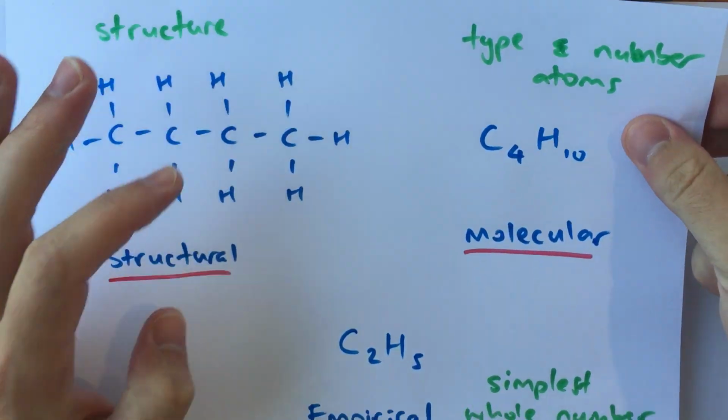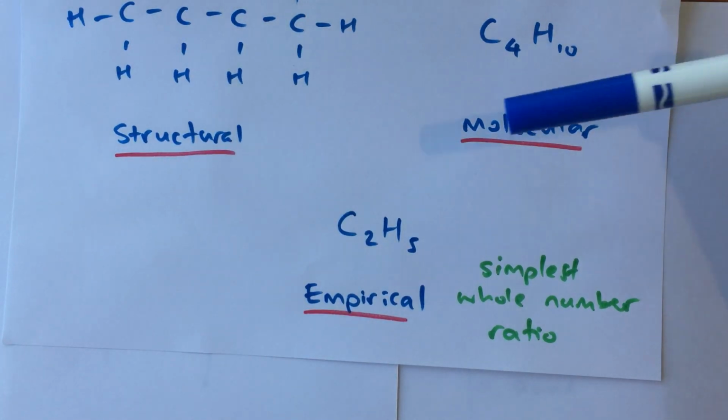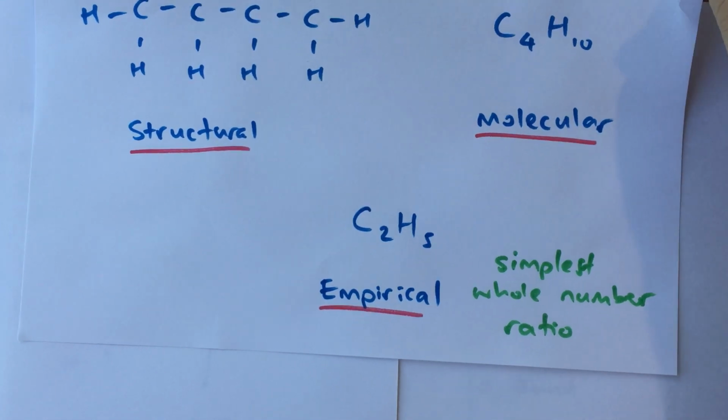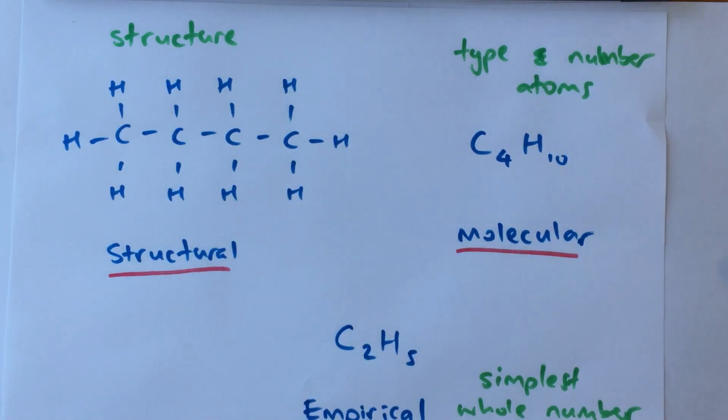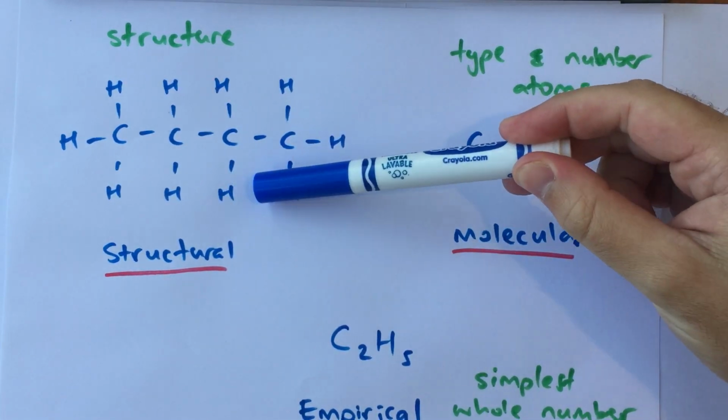So the empirical formula gives me the least amount of detail of the 3. It just tells me the ratio of atoms to each other. It doesn't tell me the actual number of atoms, it doesn't tell me the actual types, and it certainly doesn't tell me the structure. So least detail, more detail, most detail.